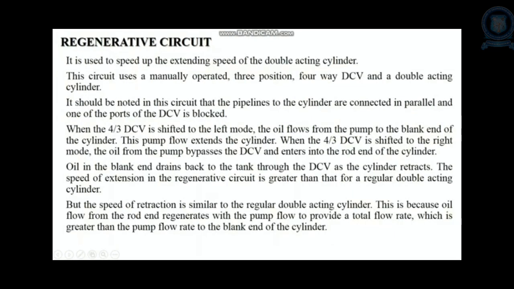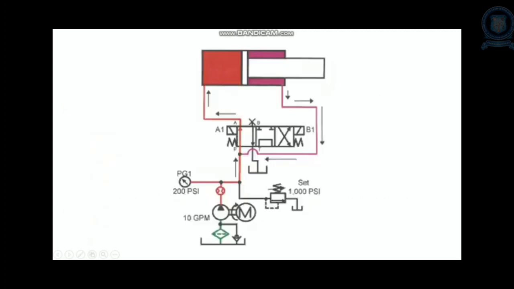Then the second industrial hydraulic circuit is the regenerative circuit. The regenerative circuit is used to increase the extending speed of the double acting cylinder. I will explain by means of this diagram. As usual, these are the components: reservoir, filter, pump, pressure relief valve. Then a 4/3 DCV is used. This is the actuator. If you see the connection, this is a direct connection from the pump to the blank end of the cylinder. But from the rod end of the cylinder, the connection is directly given to the pump passage. This reservoir port is closed.